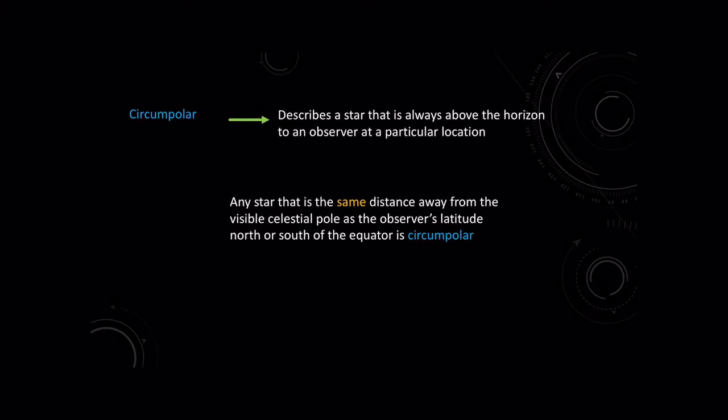Circumpolar describes a star that is always above the horizon to an observer at any particular location. Any star that is the same distance away from the visible celestial pole as the observer's latitude north or south of the equator is going to be known as circumpolar. Any star this distance away from the other celestial pole will never rise at all.